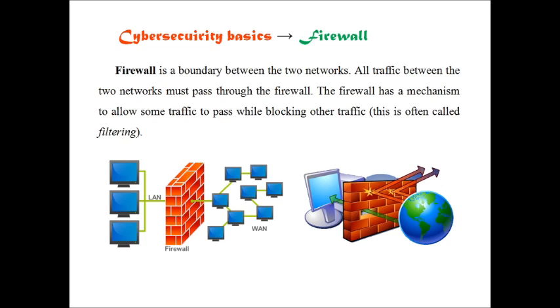Another way of preventing cyber attacks is the usage of a firewall. Here, a firewall is the boundary between two networks. The left side picture shows that all traffic between the local area network and the wide area network passes through a firewall. The firewall has a mechanism to allow some traffic to pass while blocking other traffic. That is often called filtering, which is shown in the right picture.